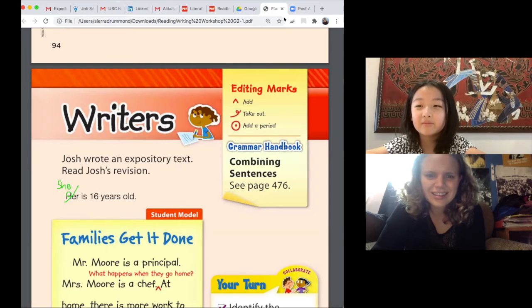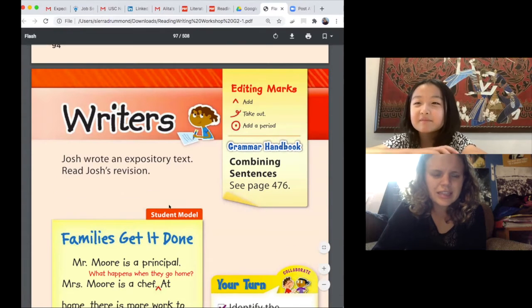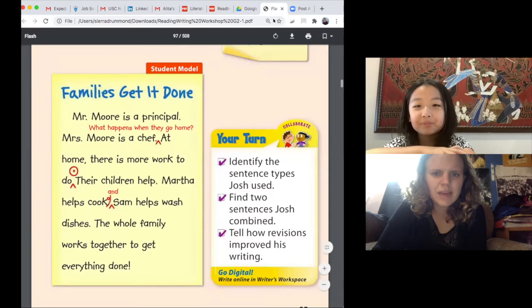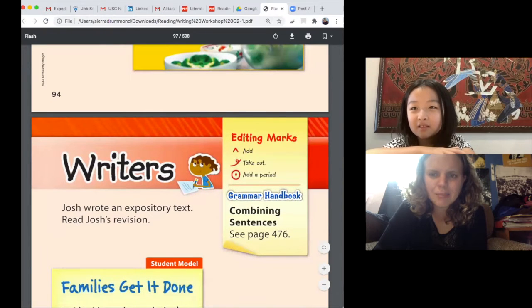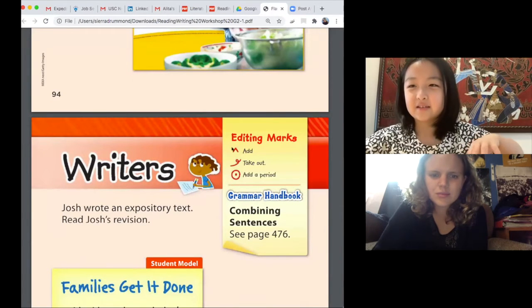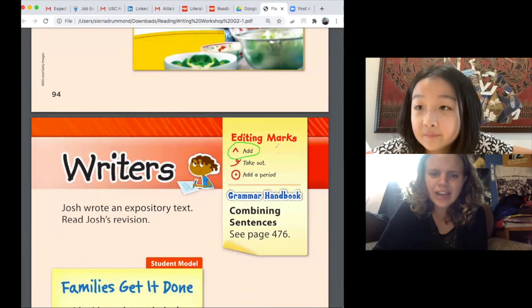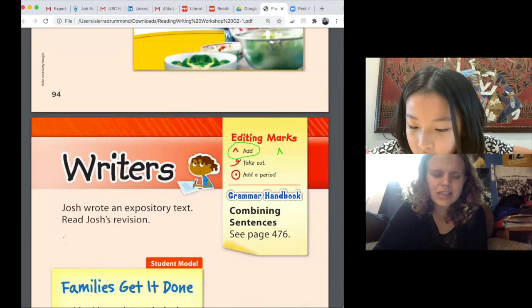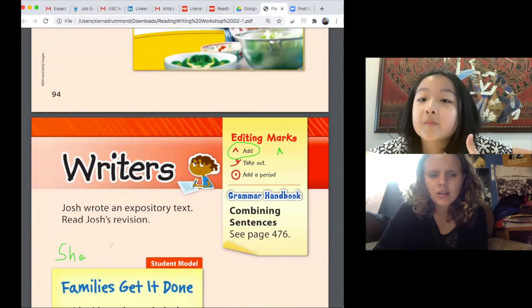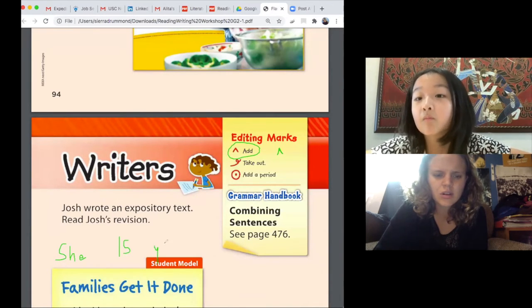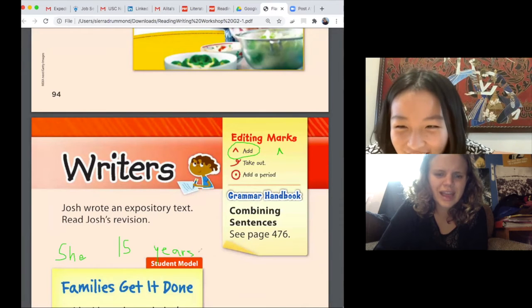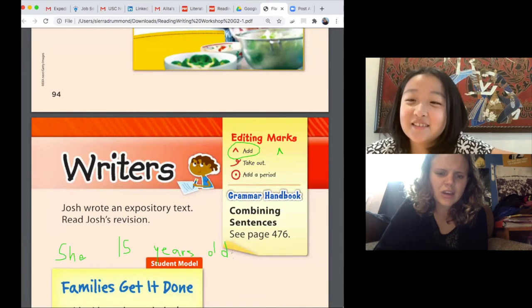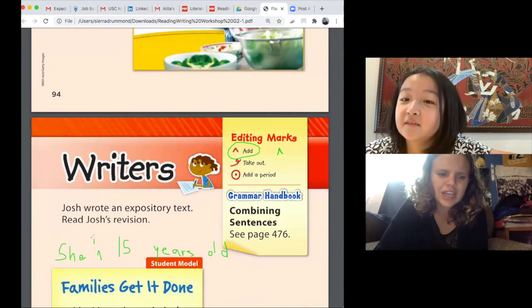Okay. Good. So let's look at the student model. Oh wait, sorry, before we do this, let's look at editing marks. So this little caret is how we tell people to add words. So for example, she, 15 years old. She is. Right, she is. So when you're editing, you can put in she is.